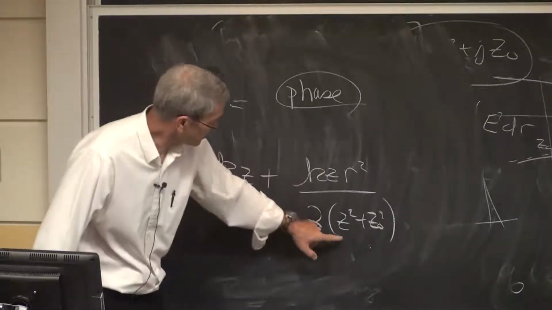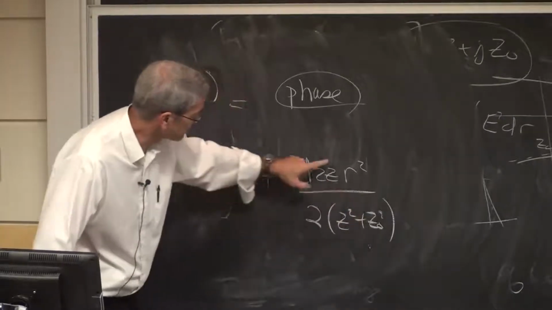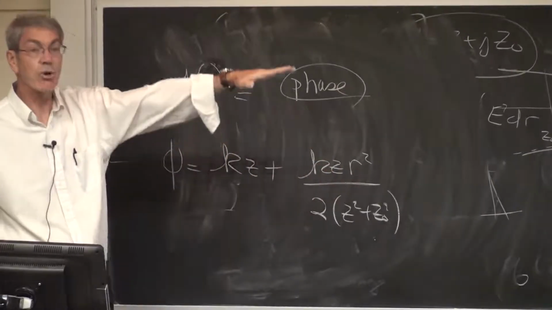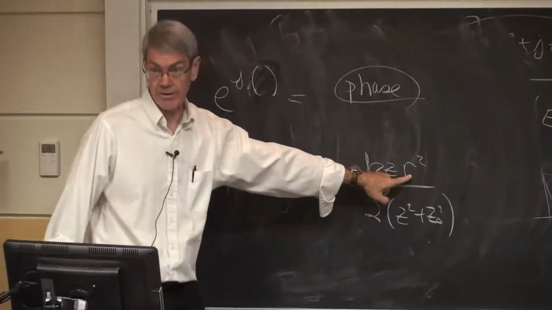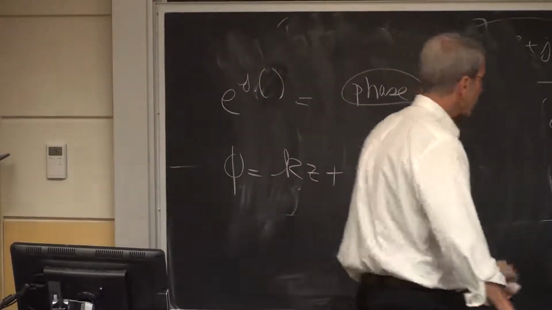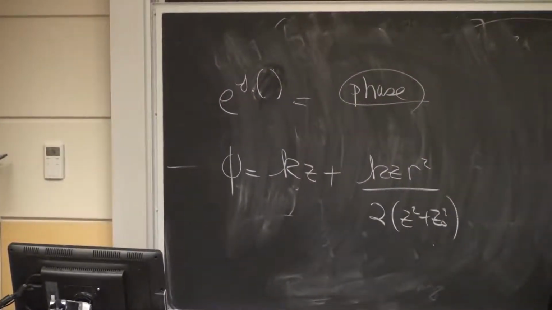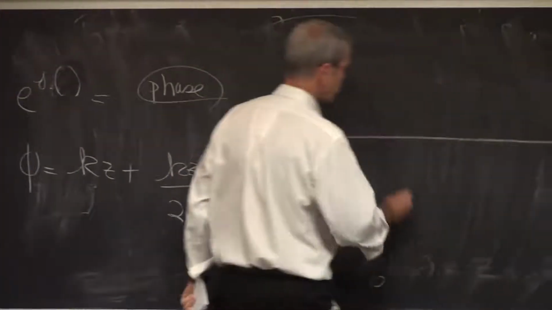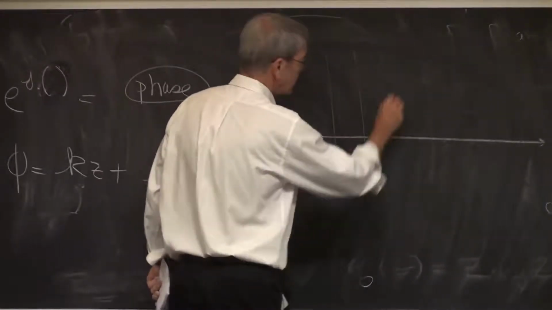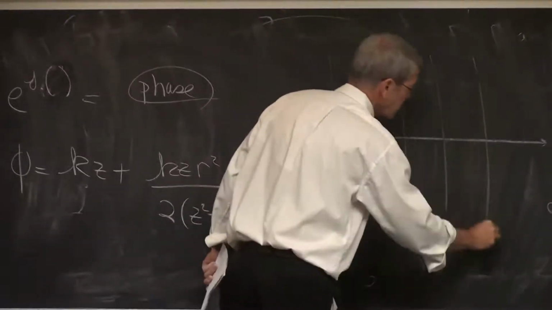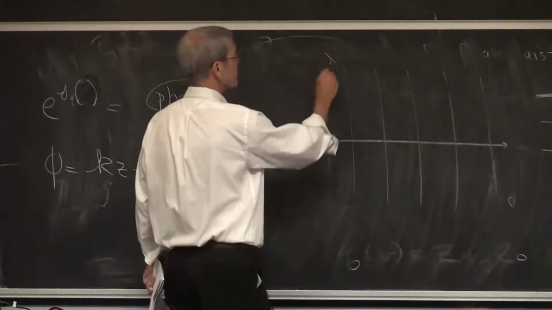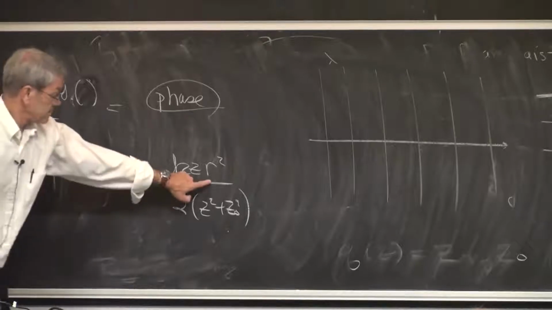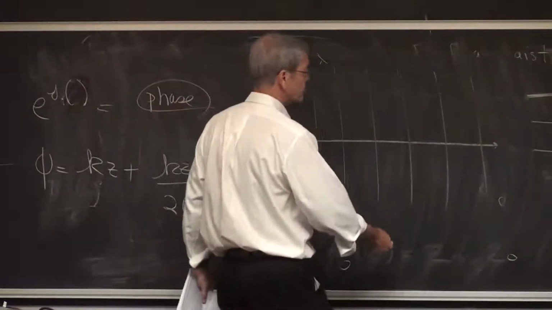This depends on this z over z naught stuff, this is the Q effect, and it depends on radius. So the phase changes as they go off axis, and it changes parabolically. If we're to graph this, here's a k vector, here's the z-axis, here's a plane wave just cruising along. Here's phase, these are wave fronts, so each of these is a wavelength apart. I pick up 2 pi radians every time I move that distance. If I go off axis though, I pick up some additional phase.